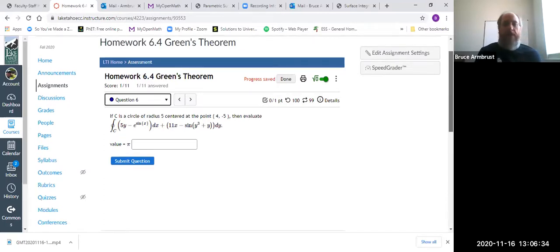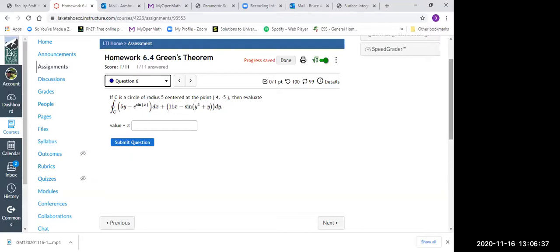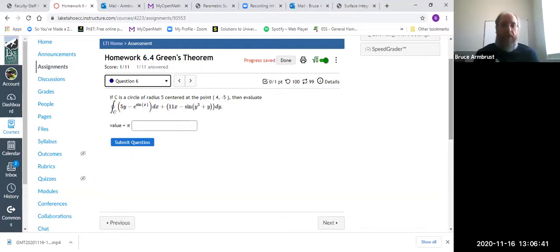All right, so it says C is a circle with radius 5, centered at the point (4, -5). We want to evaluate this integral. And notice that they've got the pi outside the box. So when we get an answer, if it's a multiple of pi, we're going to put the multiple into the box.